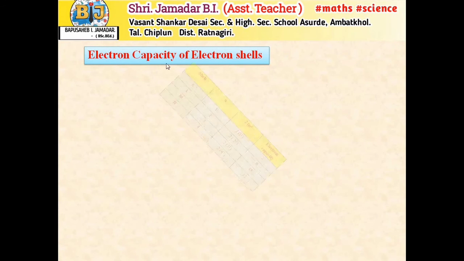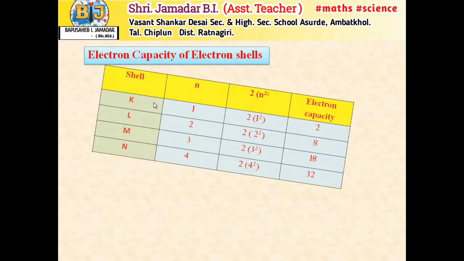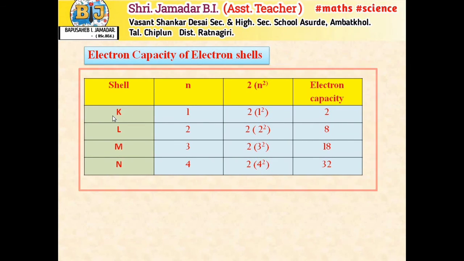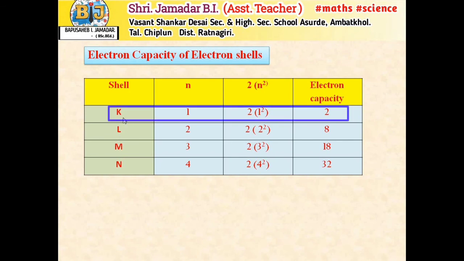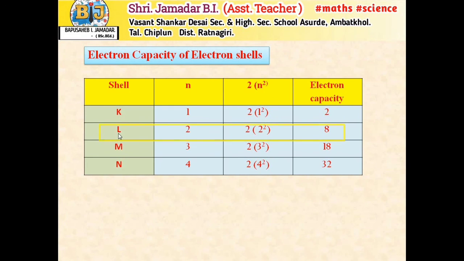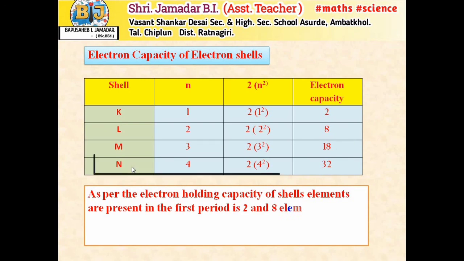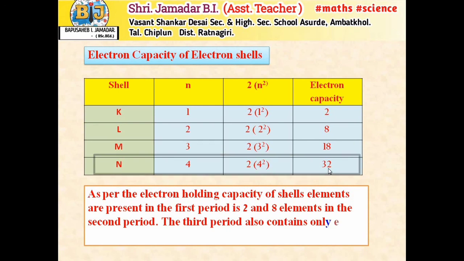Electron capacity of electron shells. How is the electron capacity of electron shells? In the first shell K, electron capacity is 2. In shell L, electron capacity is 8. In shell M, electron capacity is 18. In shell N, electron capacity is 32.